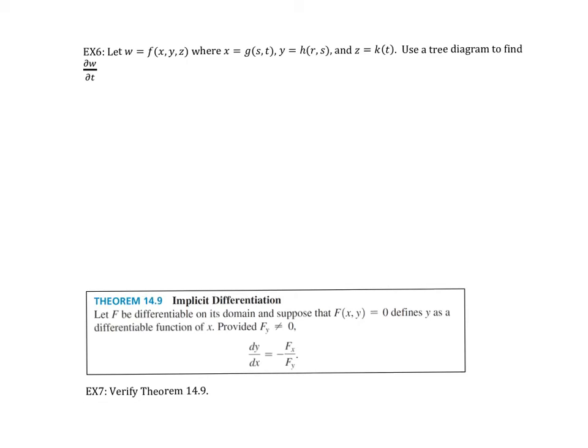So first of all, w is written in terms of x, y, z. X is written in terms of s and t. Y is written in terms of r and s. Z is written in terms of just the single variable t. So this is what our tree diagram looks like. And we're supposed to be finding the partial of w with respect to t, which would be the end of 2 branches.